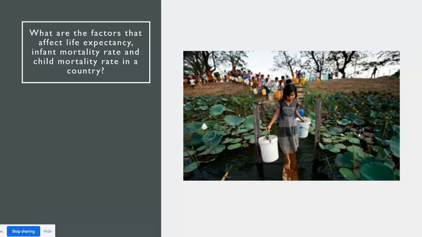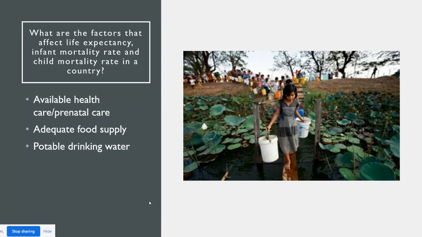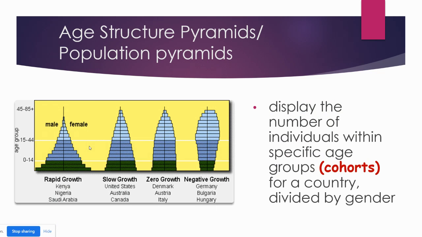So what are factors that affect life expectancy? Infant mortality rate and child mortality rate in a country. So we have things like available health care or prenatal care, adequate food supply, potable drinking water, good sanitation, moderate to low levels of pollution are all things that will affect those. So there you go. Moving on.